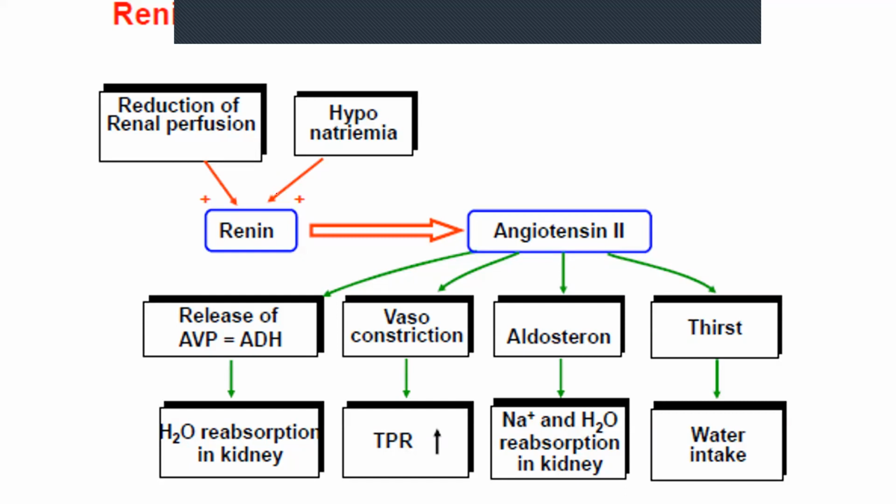And so this is the activity of renin. What it's going to do is reduce renal perfusion, and it's going to cause the production of angiotensin II, which is another molecule that we'll look at in a bit. So if you have low renal perfusion or you have hyponatremia, this will cause the kidneys to secrete renin, which is going to carry on the effect.